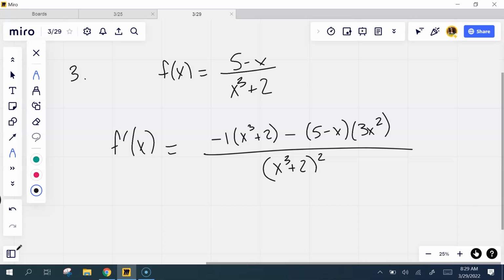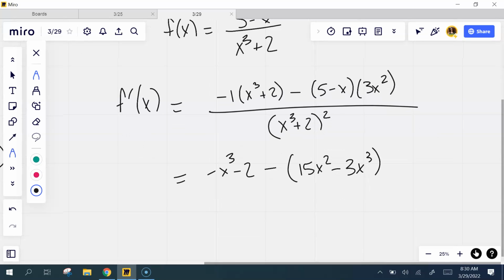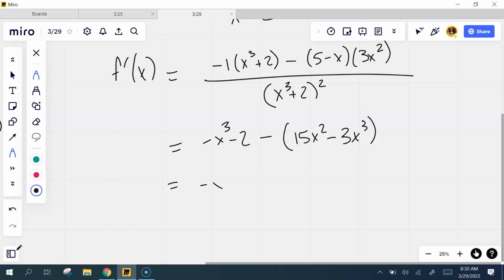Okay, so we're just looking at the top, but I do need to expand it out because those are all written in standard form. So, negative x cubed minus 2 minus, and I'm going to keep this in parentheses for just a minute so you see, 15x squared minus 3x cubed. I'm not even going to worry about the bottom now. Remember, anything you can do to save time, they're not looking at your work. That work is for you. Don't write anything you don't have to, okay? So you've got time to go back and really focus on what you need to focus on. All right, so negative x cubed minus 2 minus 15x squared plus 3x cubed.